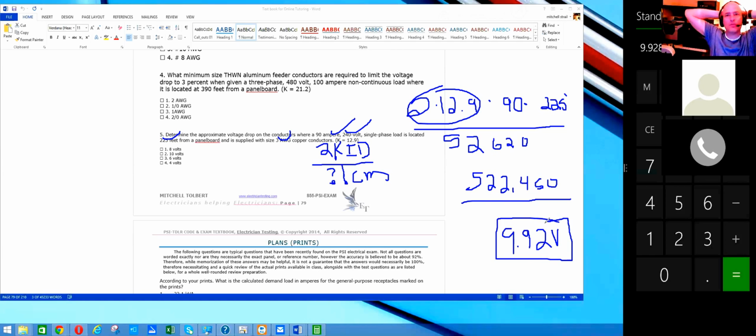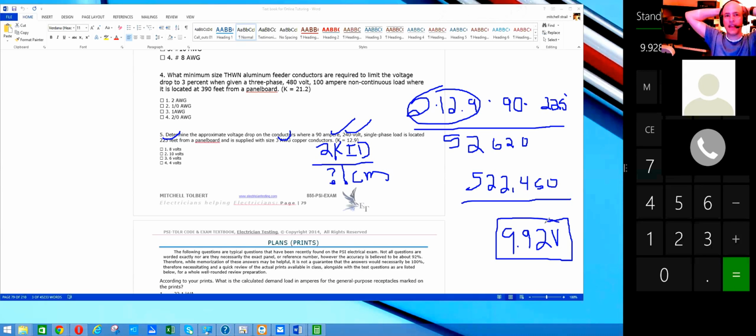Oh, excuse me, it's 240 volts. Sorry, I was looking at the question right above, which is the 480 volt question. So 9.92 volts. If I put a meter out there, it'd give me 231.08 is what I'd be looking at on a meter.